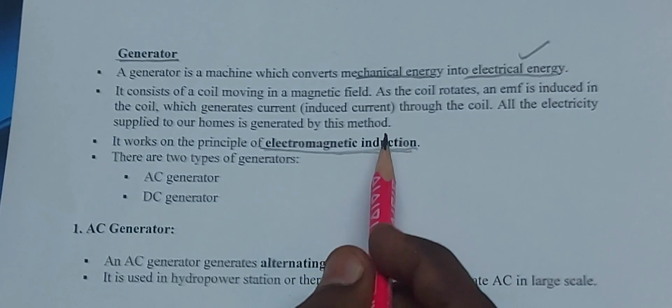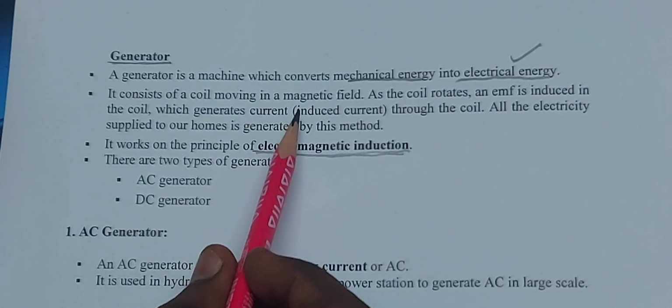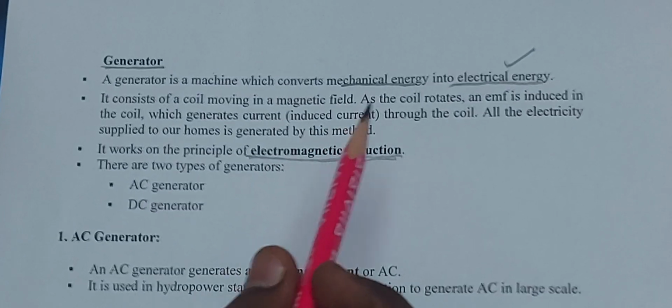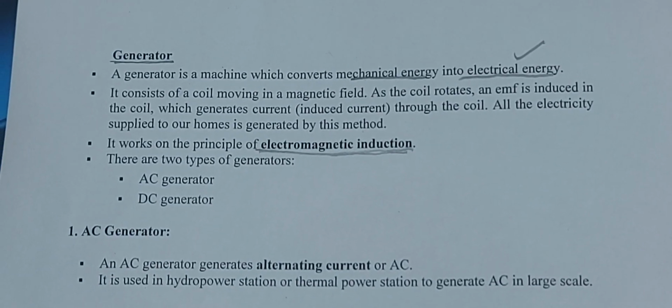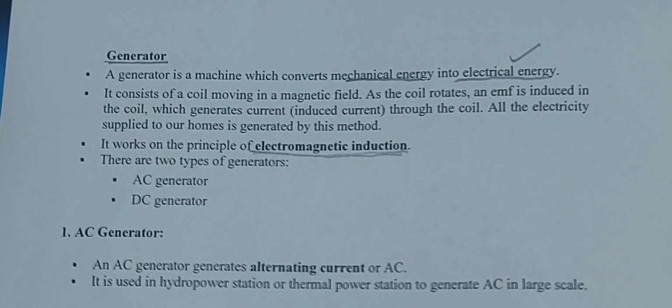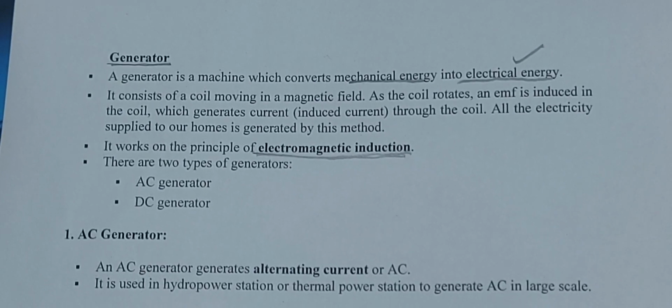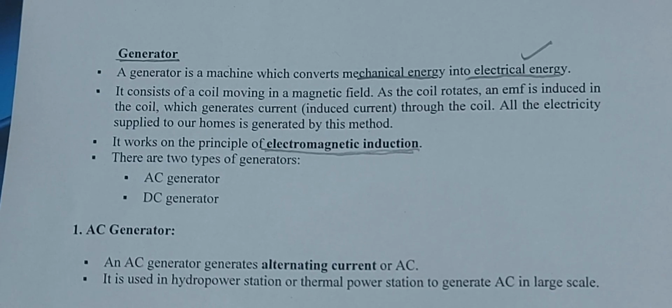Already we know that. So a generator generally consists of a moving coil in a magnetic field. When the coil is rotated, an induced EMF is created in the generator. When the generator is rotated, it will create electricity. By this way, the mechanical energy is converted into electrical energy in the generator.